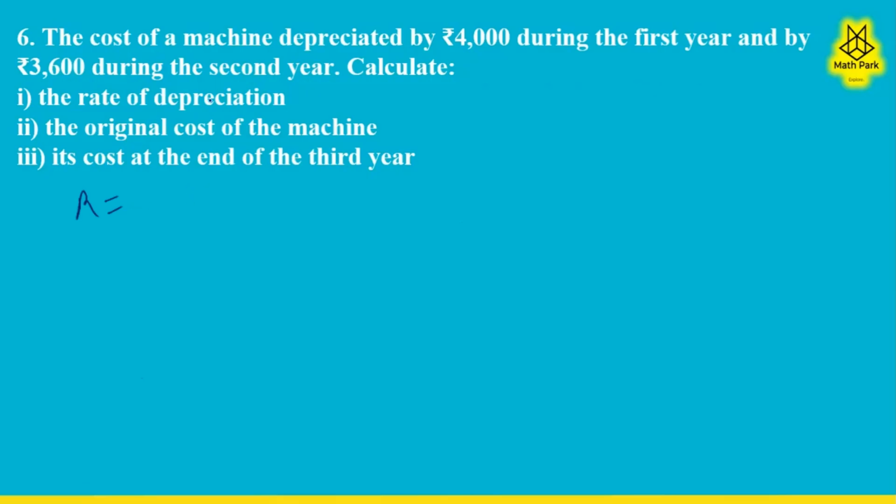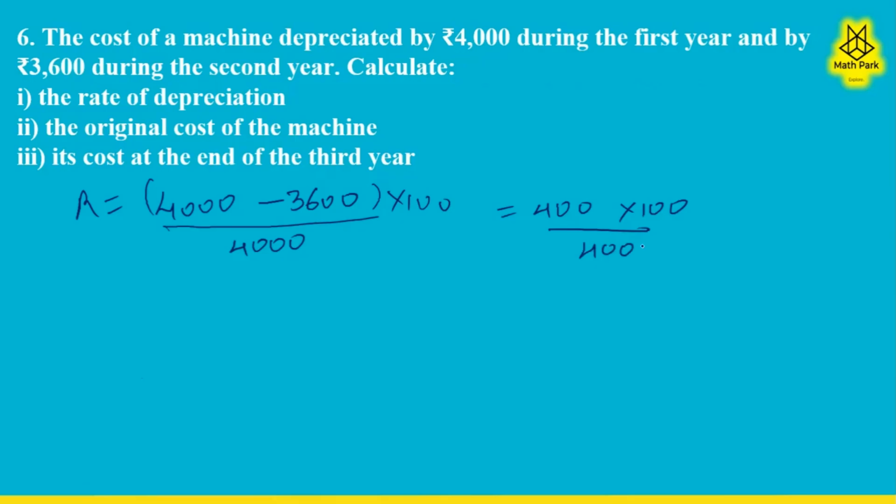It is the difference between the two consecutive years' depreciation, which is 4,000 minus 3,600. Now depreciation is on the original amount, which was 4,000, times 100. So 4,000 minus 3,600, we get 400, times 100 upon 4,000, which we get as 10%. So the rate of depreciation, we got it as 10%.